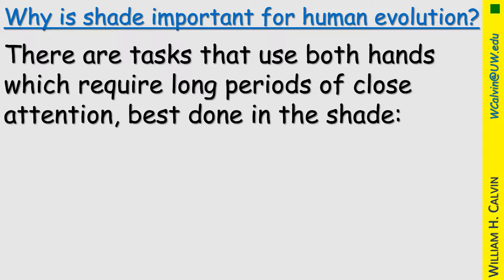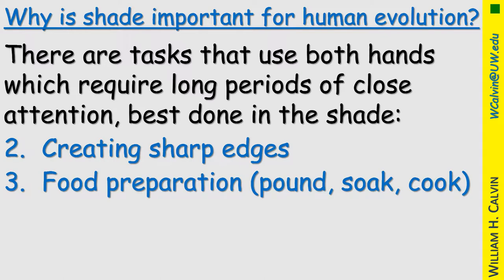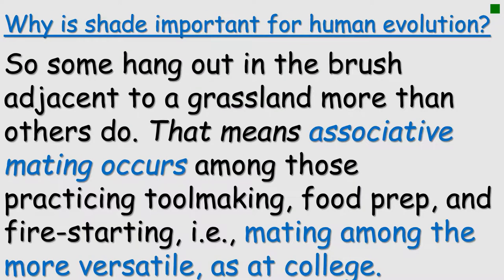So why is shade important for human evolution? There are tasks that use both hands, which require long periods of close attention, best done in the shade: creating sharp edges, food preparation, pounding, soaking, cooking, fire starting. So some individuals hang out in the brush adjacent to a grassland more than others do. That means associative mating occurs amongst those practicing these shady arts: tool making, food prep, fire starting. This works just like mating amongst the more versatile, as among those who can pass the college entrance exams.